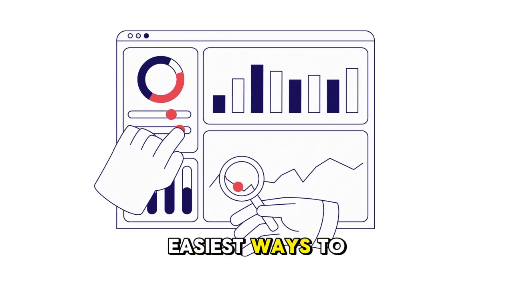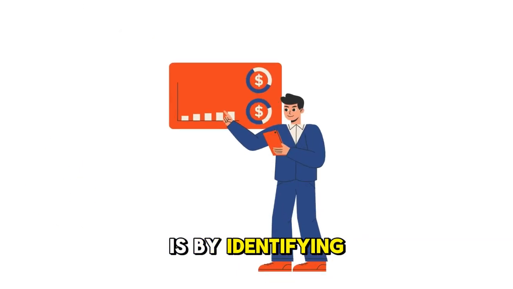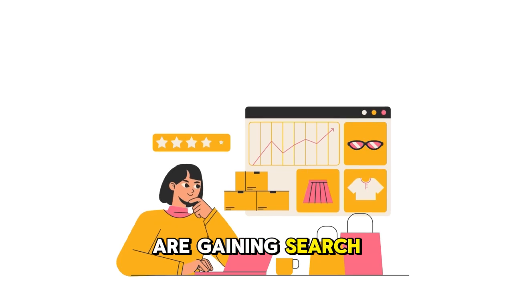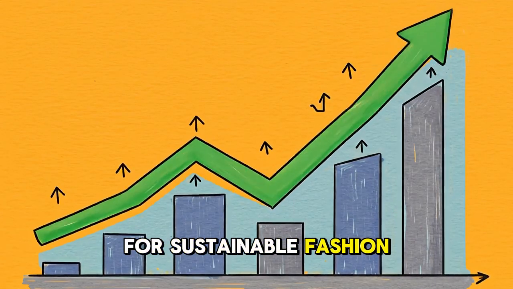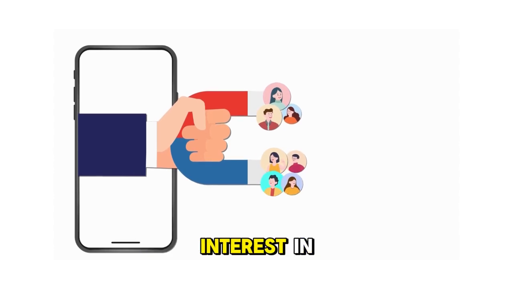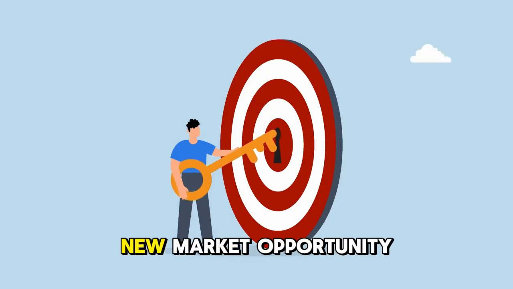One of the easiest ways to predict market trends is by identifying emerging topics or products that are gaining search interest. For example, if you notice a significant increase in searches for sustainable fashion, it could indicate a growing consumer interest in eco-friendly clothing and present a new market opportunity.